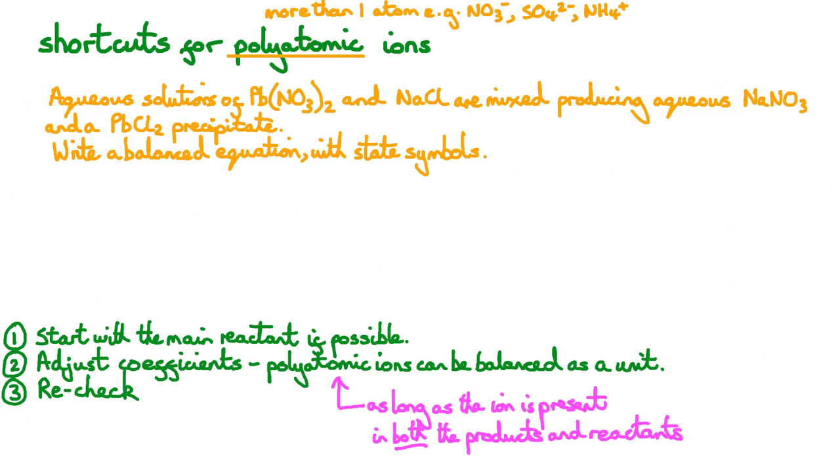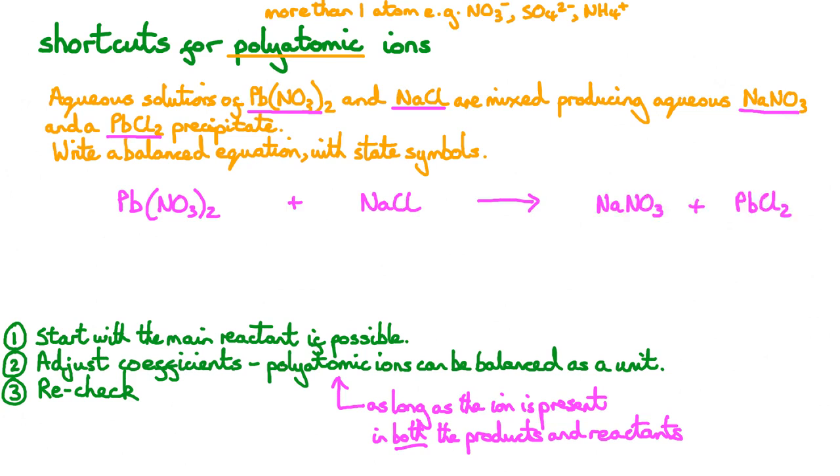Aqueous solutions of PbNO3 and NaCl are mixed, producing aqueous NaNO3 and a PbCl2 precipitate. Write a balanced equation with state symbols. Let's begin writing our balanced equation by simply putting the reactants and the products down. We have lead nitrate and sodium chloride as our reactants, and we have sodium nitrate and lead chloride as our products.